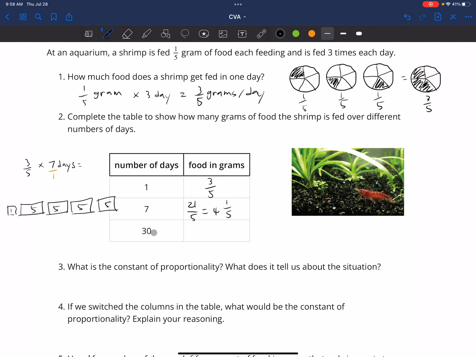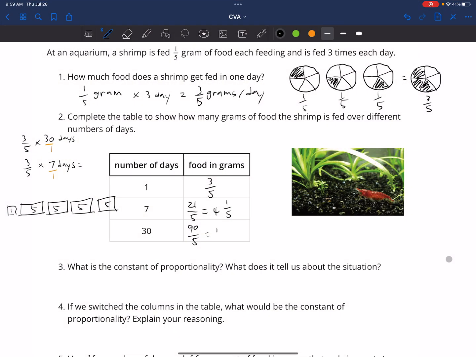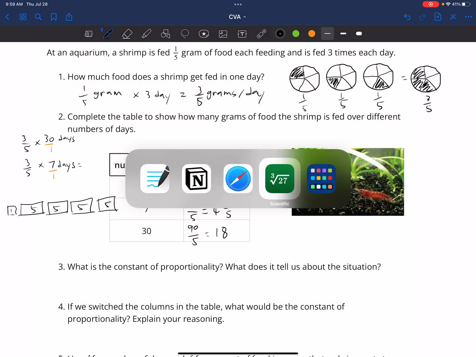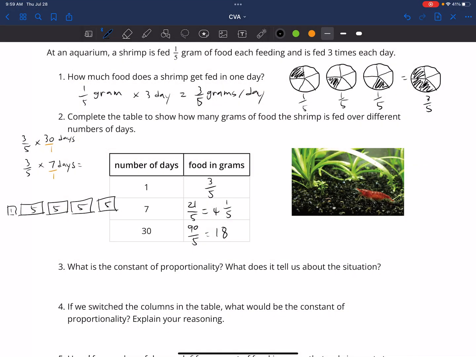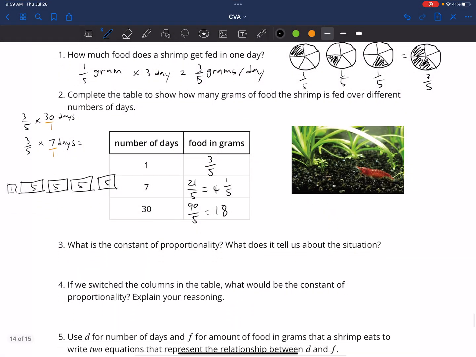And the 30 days is the same thing. We do 3/5 times 30 days. Make that into a fraction: 3 times 30, which is 90, and 5 times 1, which is 5. I think that might be a whole number. Let's see. Yeah, 90 divided by 5 is in fact 18. So my answer is 18.